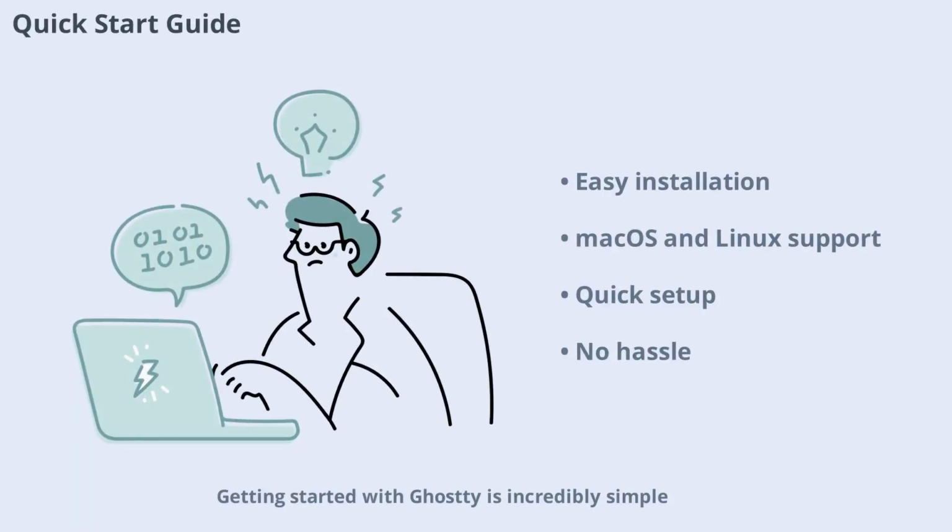Getting started with Ghostty is incredibly simple. Whether you're on macOS or Linux, installation takes just a minute. On macOS, use Homebrew to install Ghostty, and on Linux, you can use your package manager or compile from source. Once installed, you'll be ready to open Ghostty and start configuring it to your liking. Don't worry if you see 2 windows pop up the first time. One is a drop-down terminal, and we'll sort that out in the next steps.